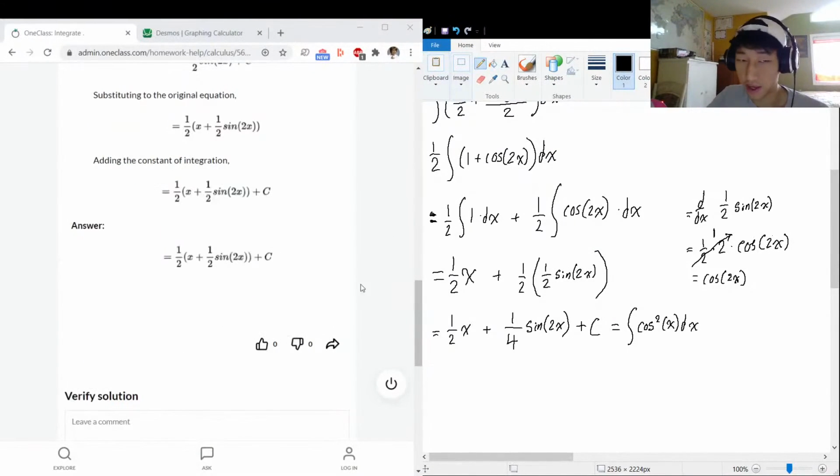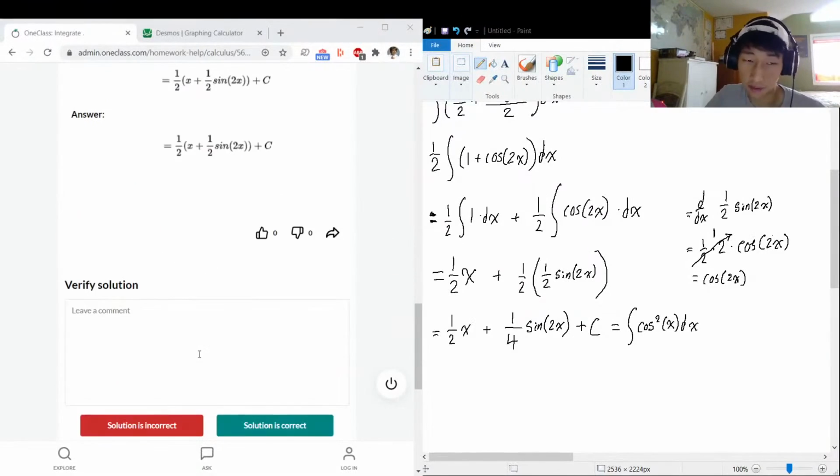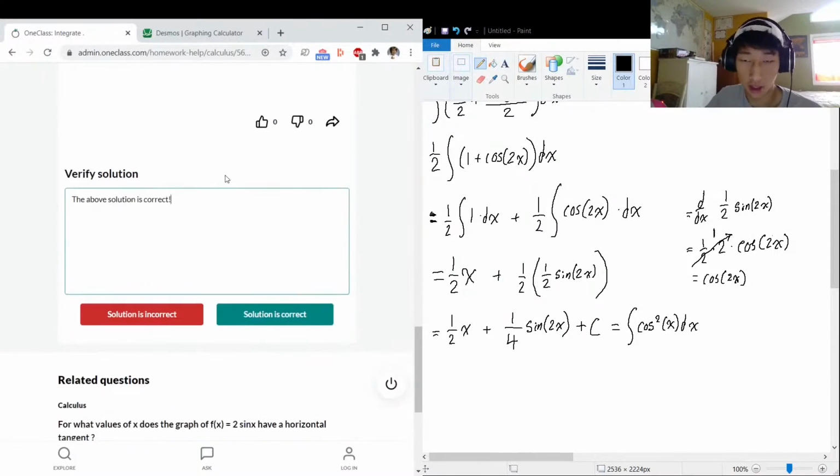Looks good. And I guess with their answer, they factored out 1/2 from here, but it really means the same thing. So verify solution. We know that the above solution is correct. Awesome. So we can move on to the next question that we have on the menu.